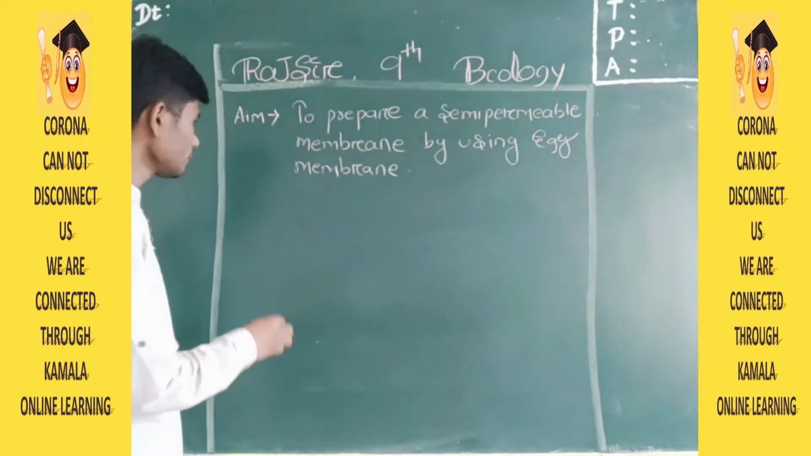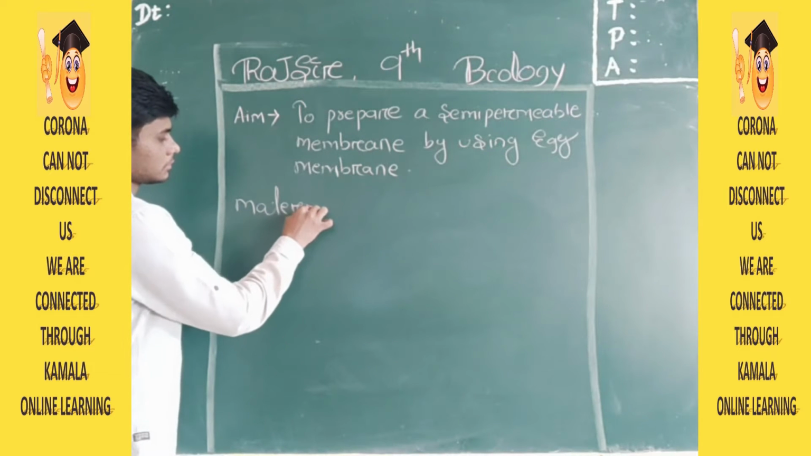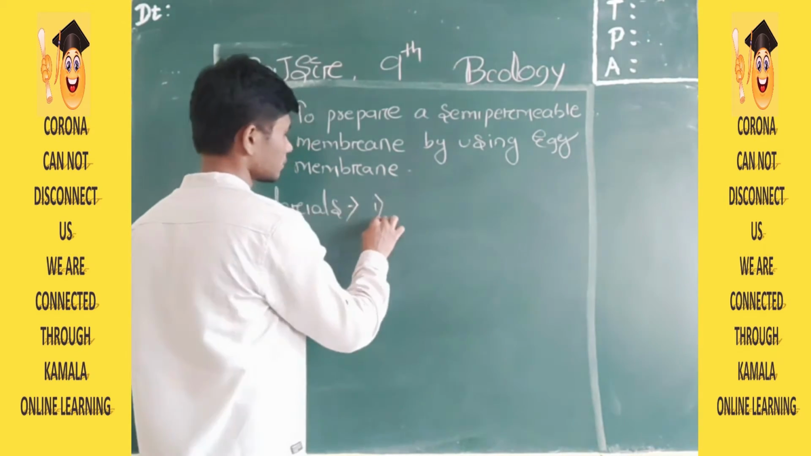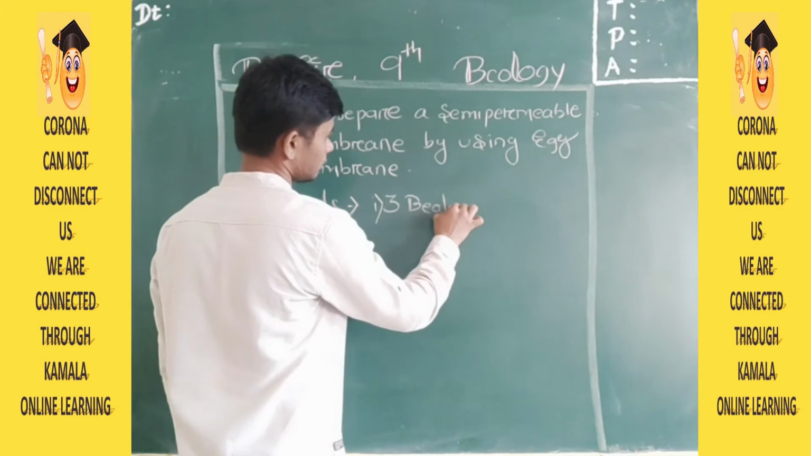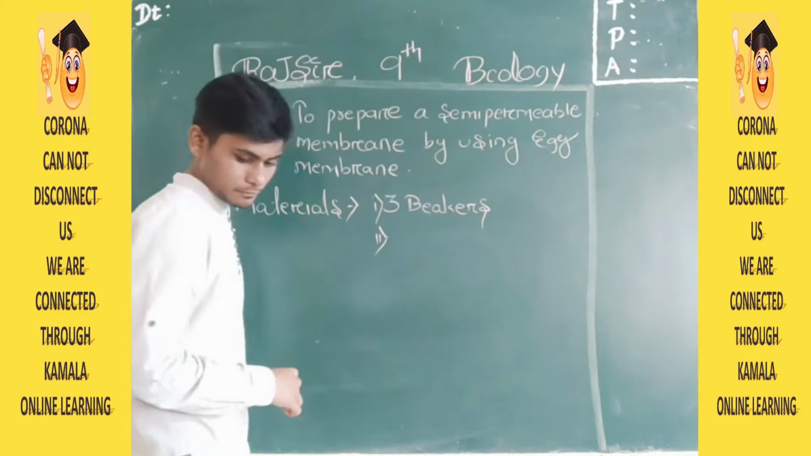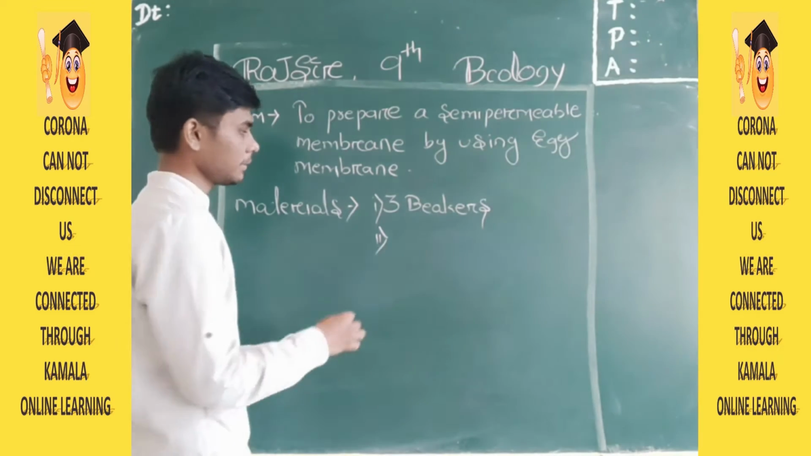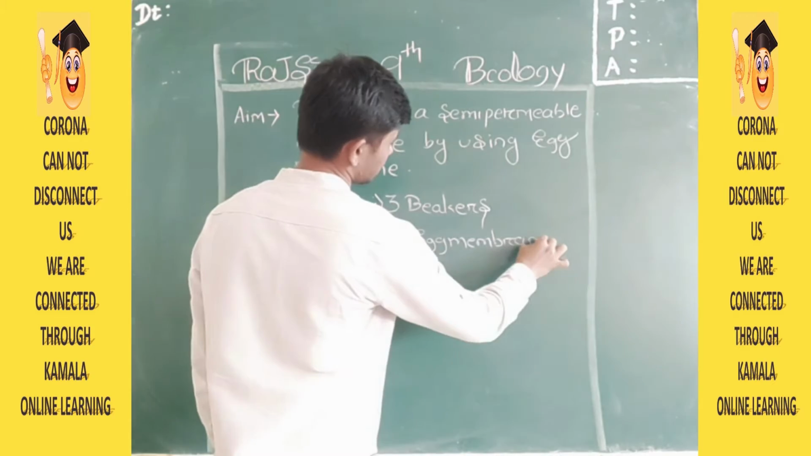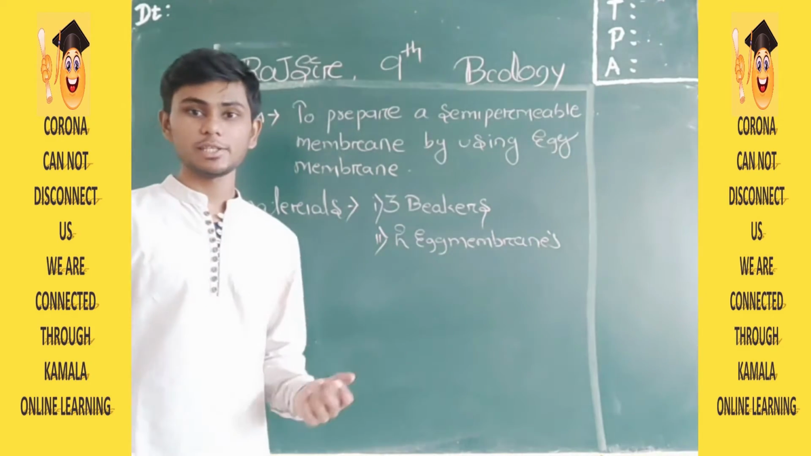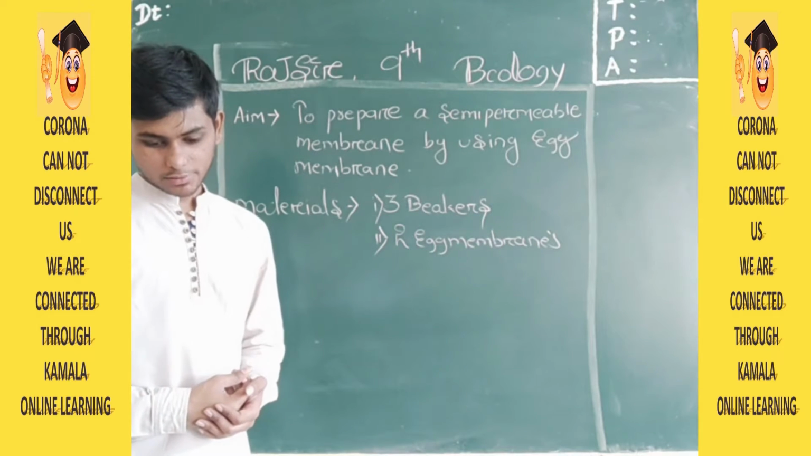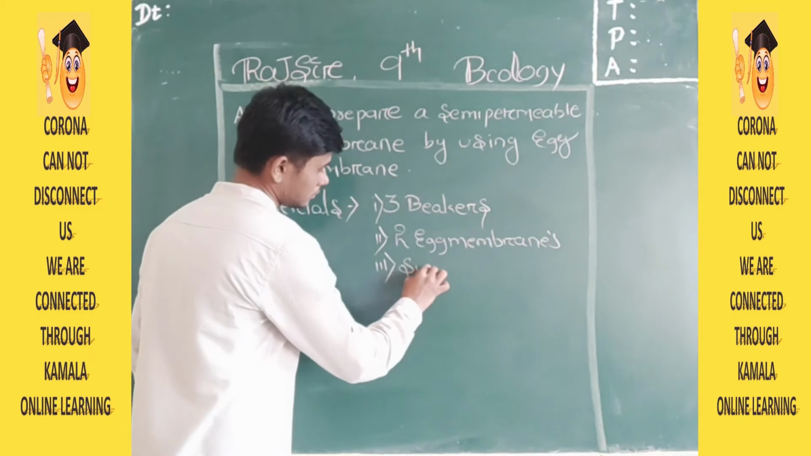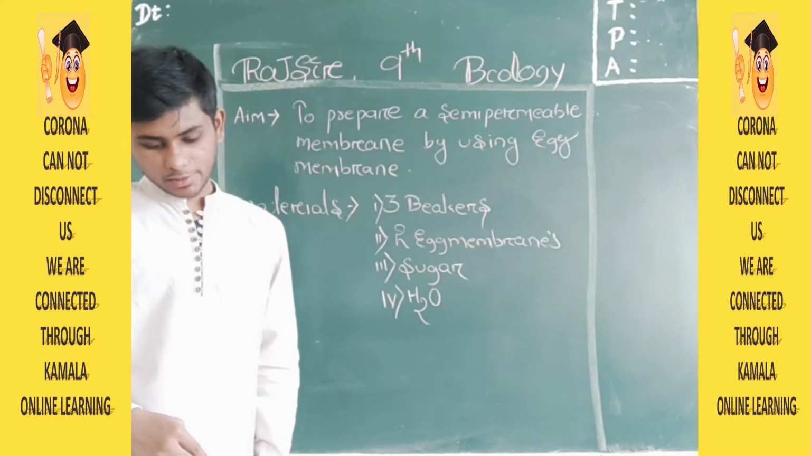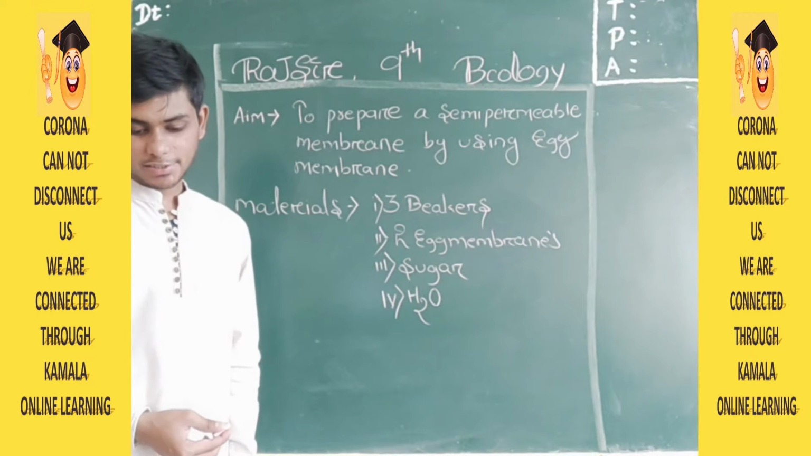So what are the materials we need? As you all know, we must write what all materials we need. We need 3 beakers, 2 egg membranes, sugar, and water. Along with that we need a measuring jar, disposable syringe, cloth and tablespoon.